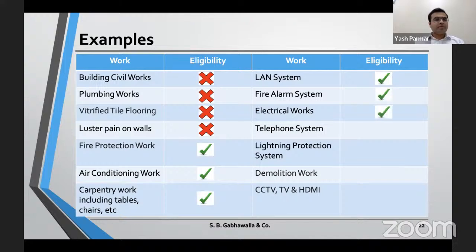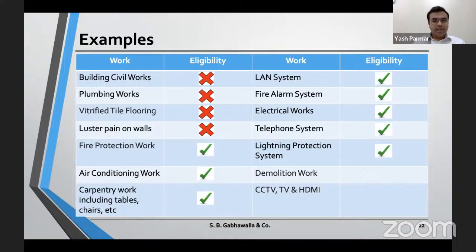All your electrical works, all your light fittings, etc., can be easily removed and changed. Therefore, again, ITC in relation to electrical works can also be claimed. Telephone systems also, it is a movable item, ITC can be claimed. Lightning protection system, again, the device is of a movable nature and ITC can be claimed. Demolition work. Now in demolition, you are not creating any immovable property. In fact, you are breaking that immovable property.